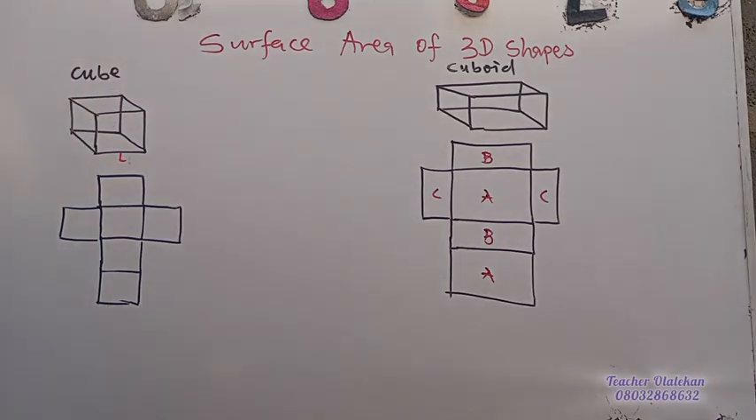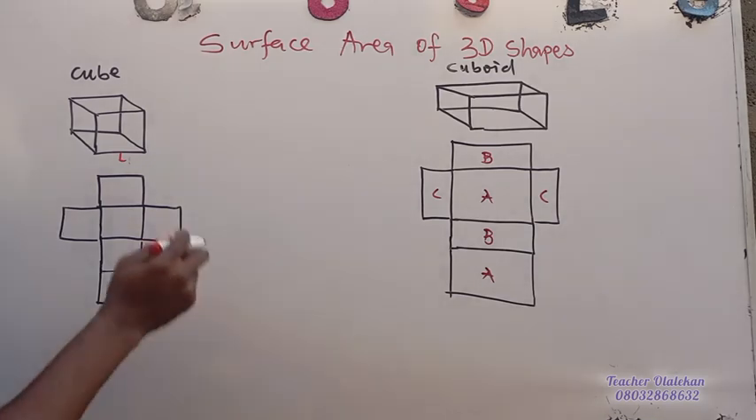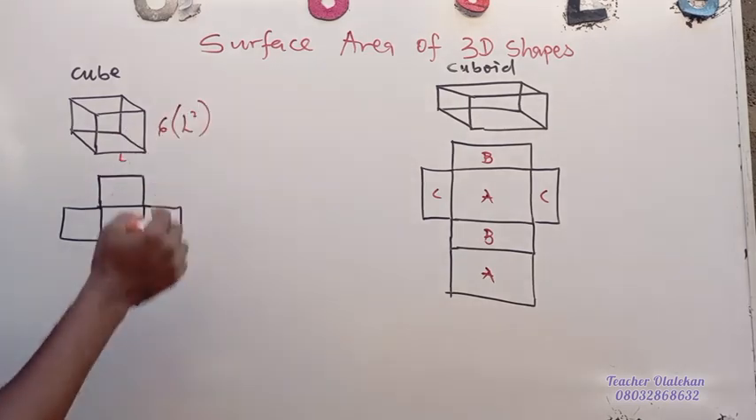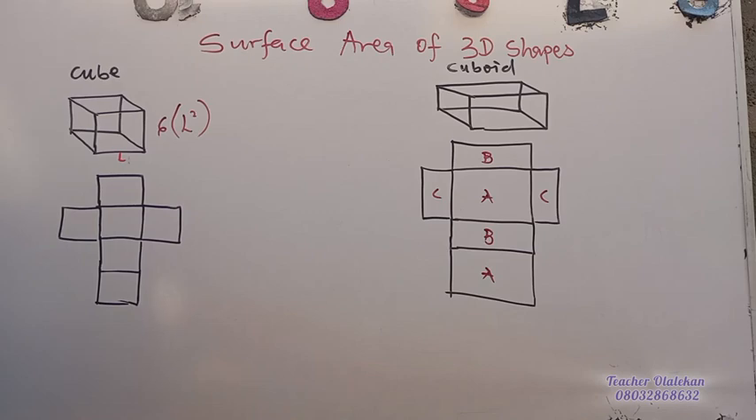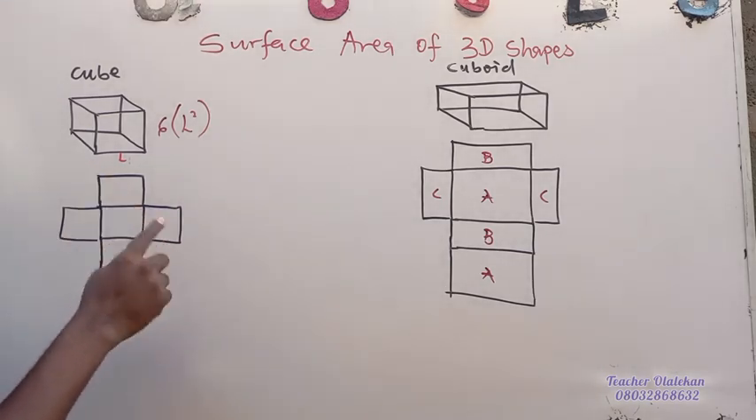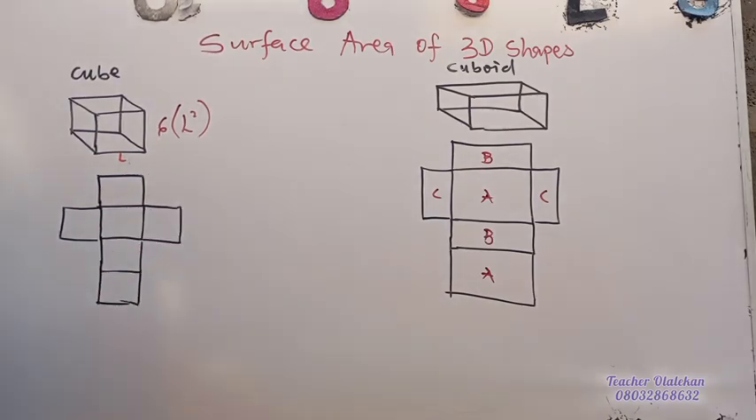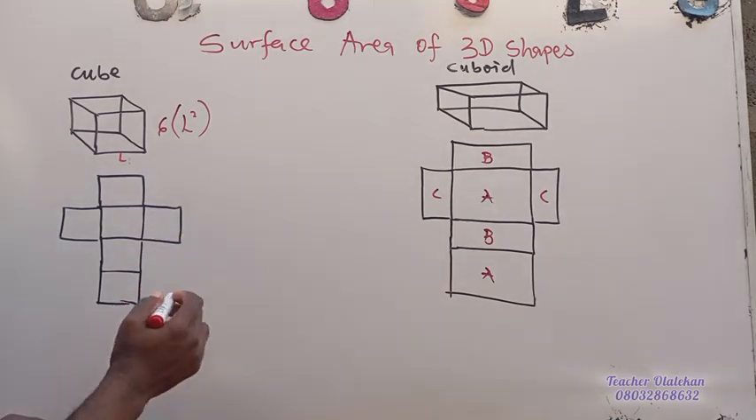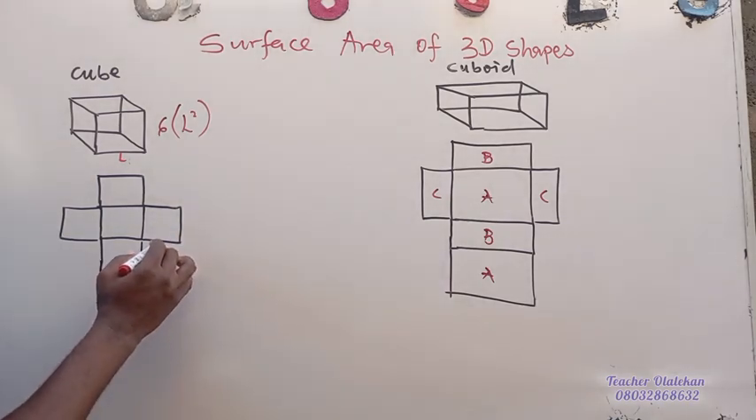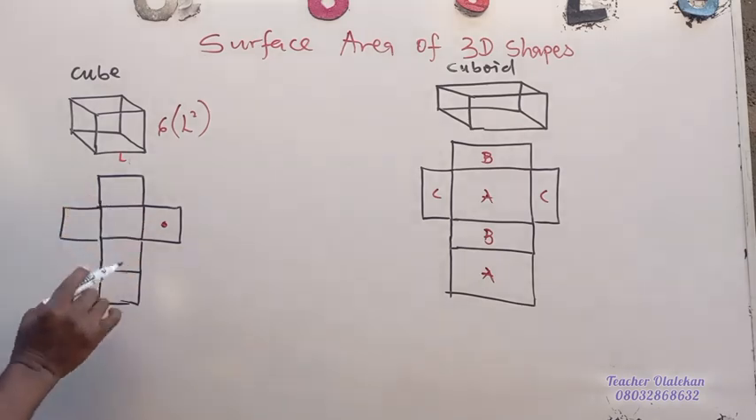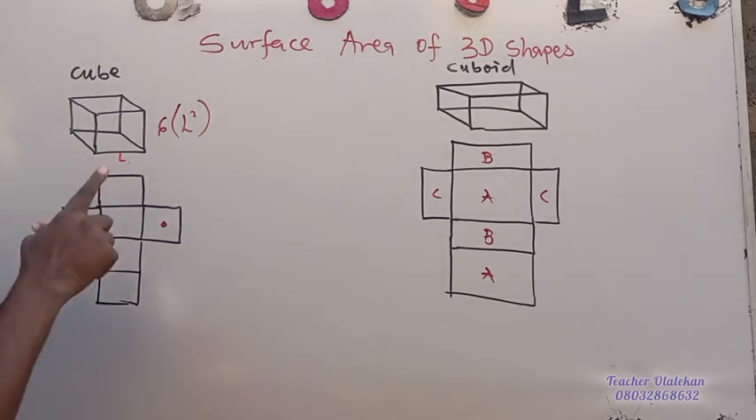But how do we find the surface area? The surface area of a cube is 6 into length square. That's the surface area. That is, you find the area of a face, then you multiply it by 6. If you check this now, the area of this one, if we find it and multiply it by 6, will give us the surface area of this cube.